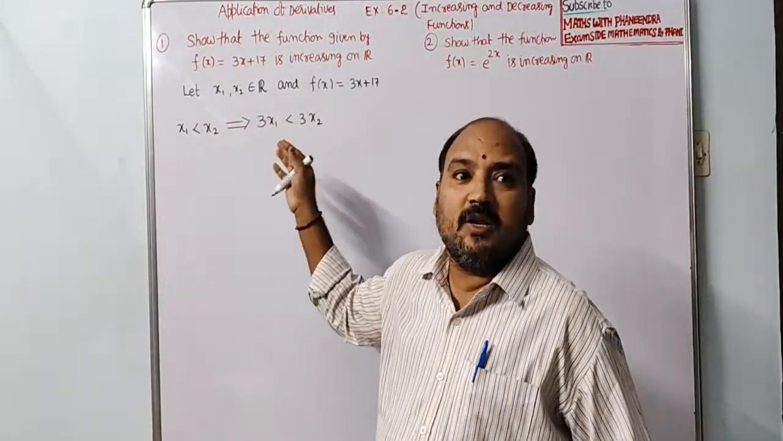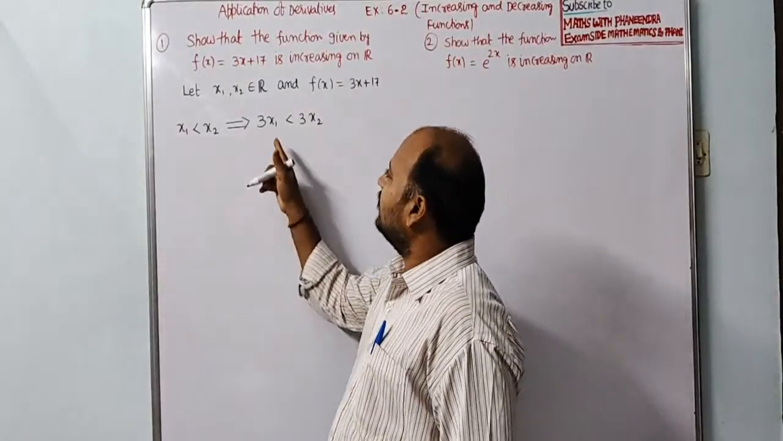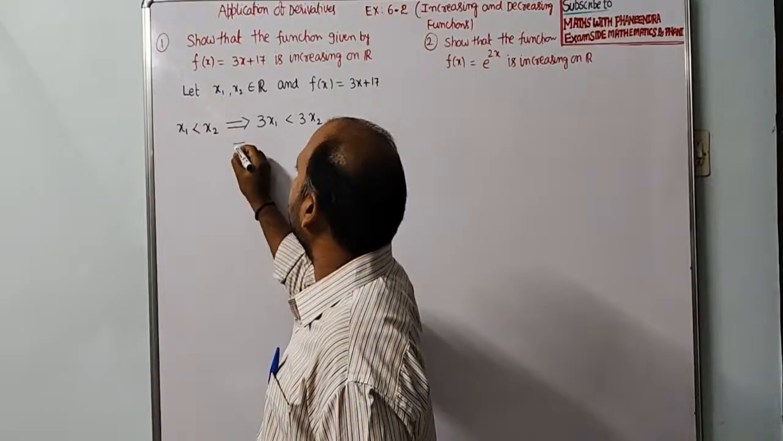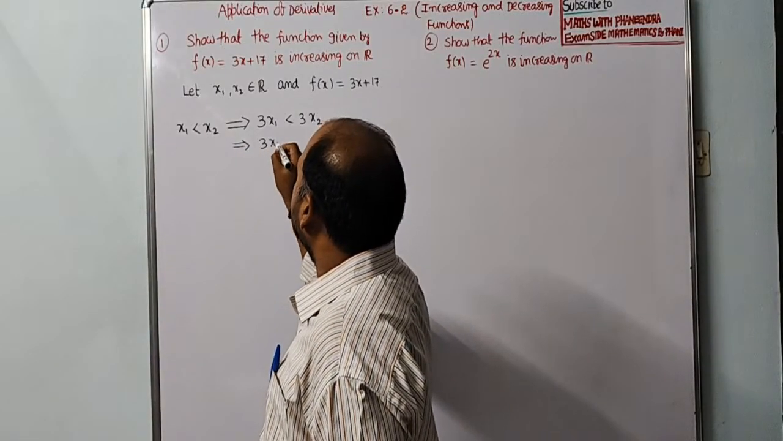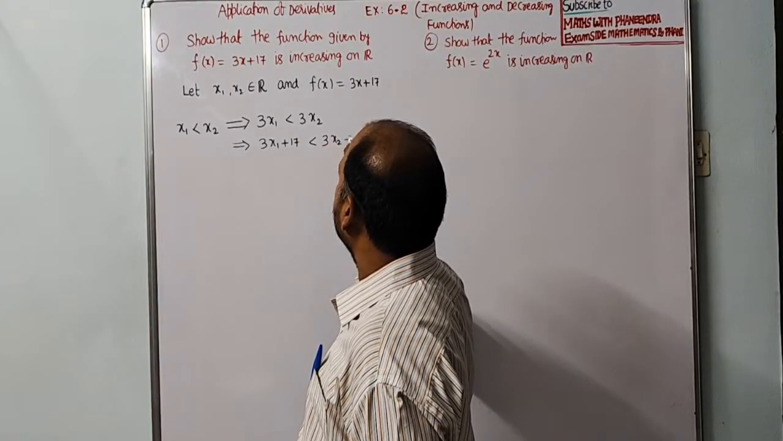Multiplying on both sides by 3. Why 3 only? Because here the x coefficient is 3. That is the reason, dear students. Next, here 3x plus 17 is there, so you need to add 17 to this. 3x1 plus 17 is less than 3x2 plus 17.